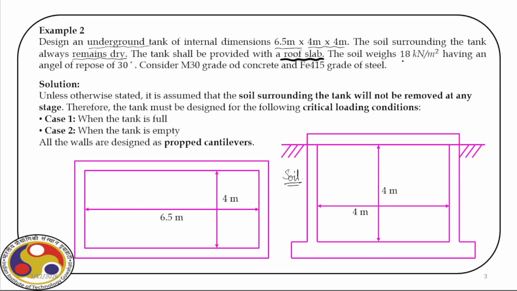The weight of soil is given as 18 kilonewton per meter cube, and the angle of repose this time is 30 degrees. So we'll use M30 concrete and Fe415 grade steel.